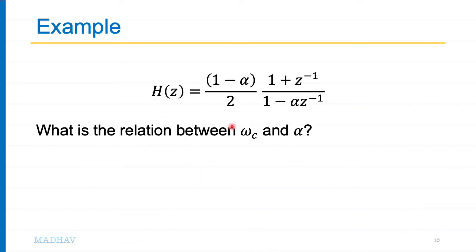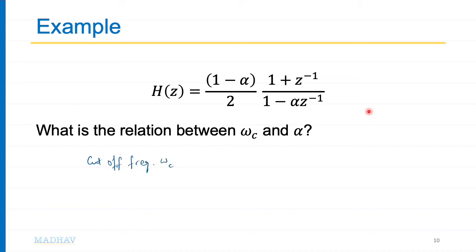And we can see that I need a relation between my cutoff frequency and the parameters in my filter. So in this filter, what are the parameters? Alpha is the only parameter. So what is the relationship between cutoff frequency and that filter parameter? That is what I have to find. So it's very simple. Let's write down the definition of cutoff frequency.